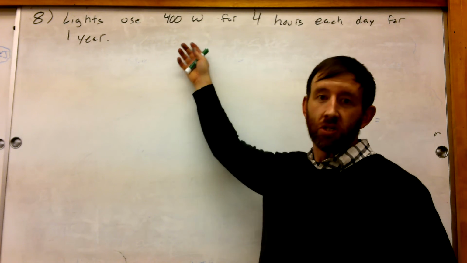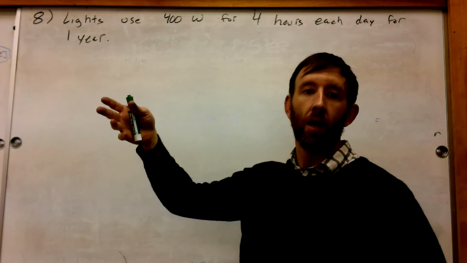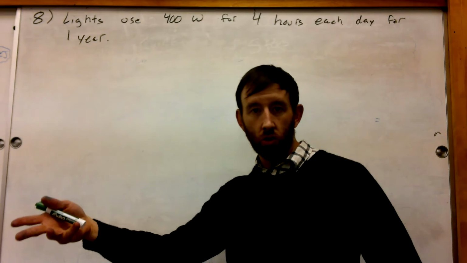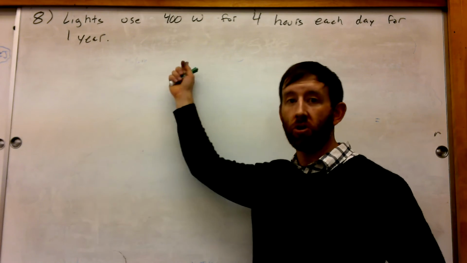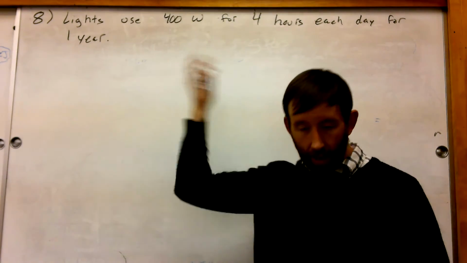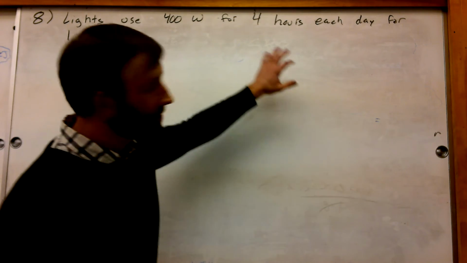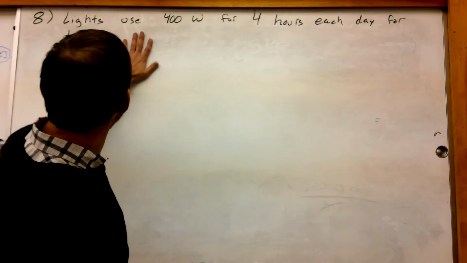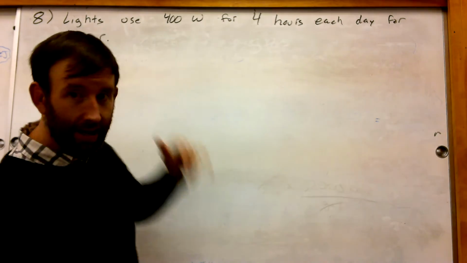Or 400 watts times 4 hours a day. So over the period of an hour, 400 watts are being used. So 1 hour would be 400 watt hours. 4 hours would be 400 times 4 hours. Anyway, the semantics there, I know, but it does matter. So lights use 400 watts for 4 hours each day for a year. That's what we're starting with.